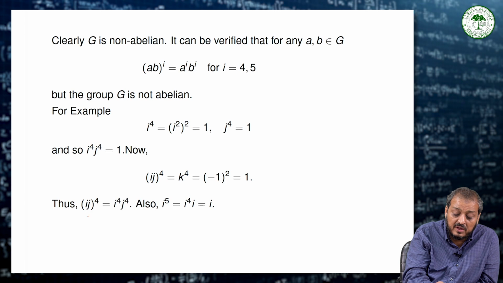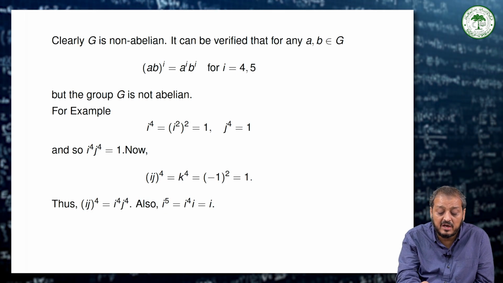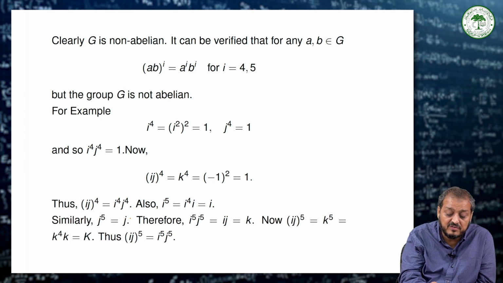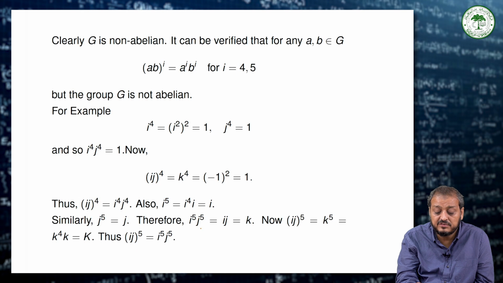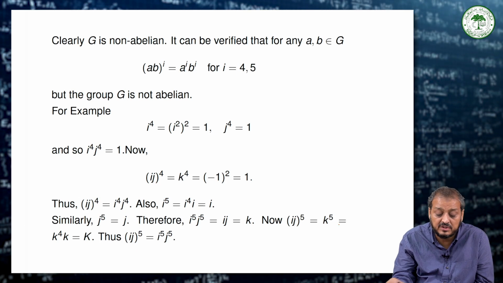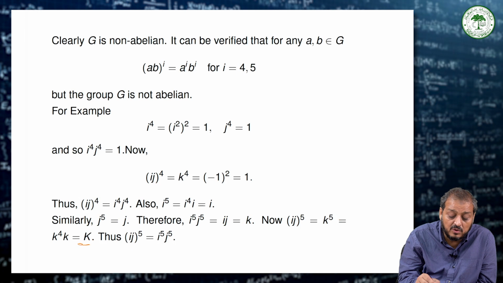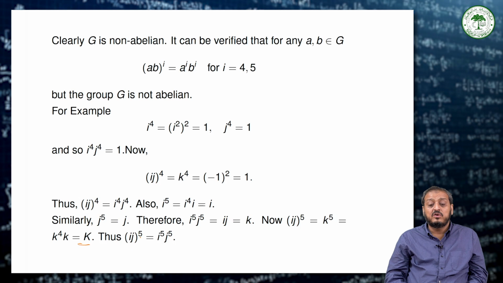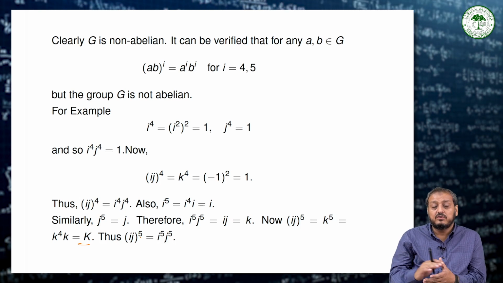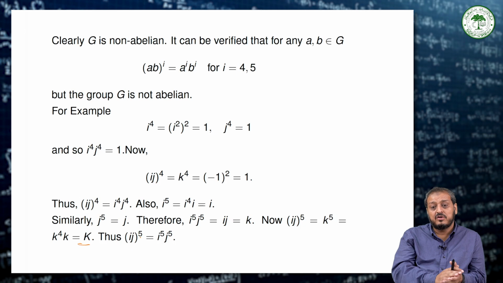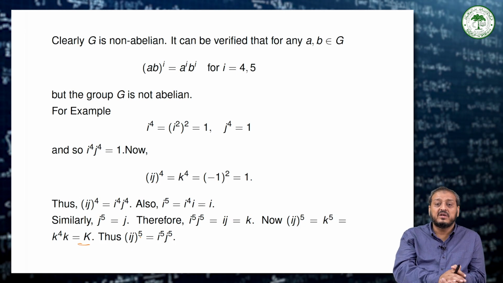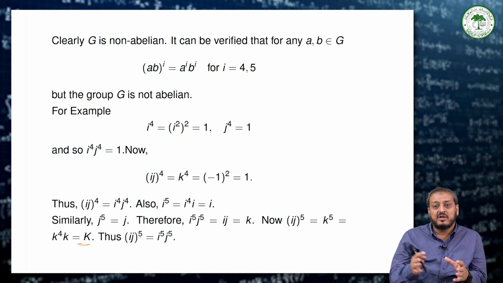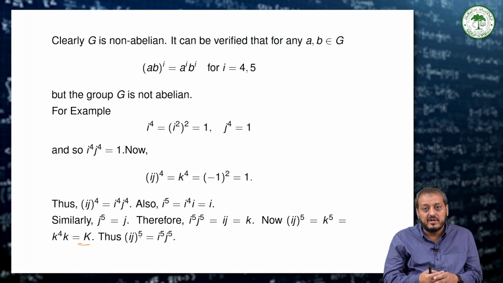Similarly, i to the power 5 is equal to i, and j to the power 5 is equal to j, so ij is equal to k, and ij to the power 5 is again k. So we can say that ij to the power 5 is equal to i to the power 5 into j to the power 5. So for i equal to 4 and 5 this satisfies the conditions, but clearly this G is a non-abelian group.